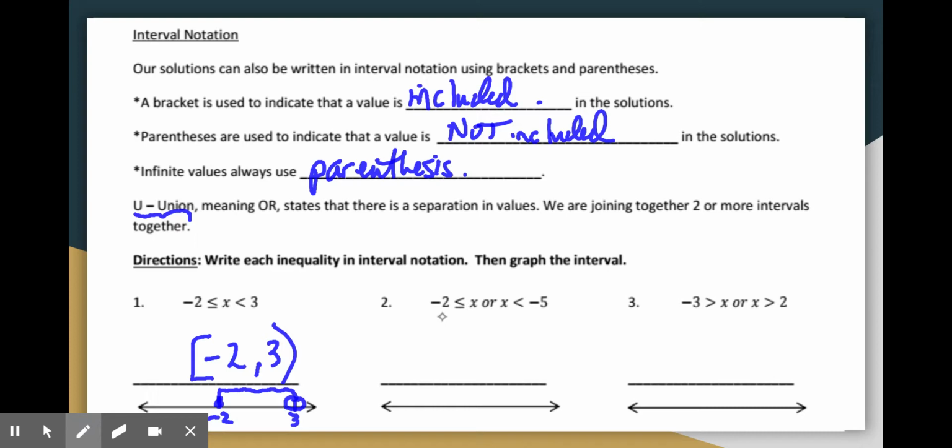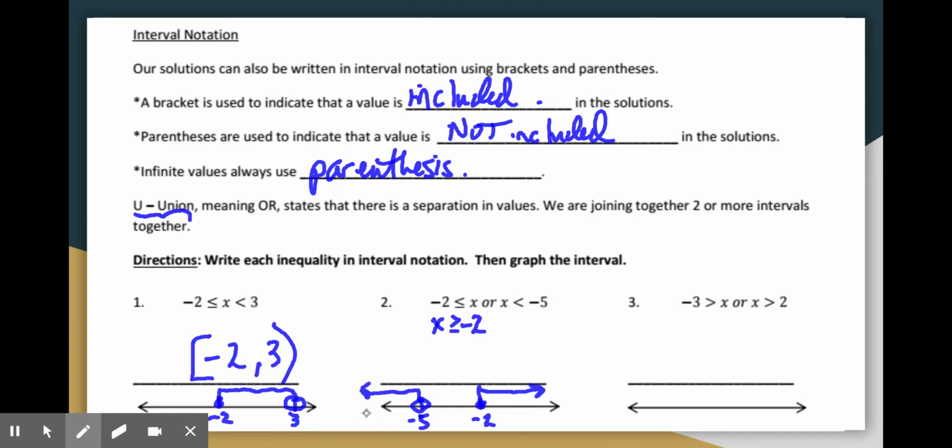Let's rewrite this so that the x is on the left. It would be x is greater than or equal to -2. Okay, so let me come down here. I'm going to graph them first. So we have -2, closed circle on the -2, greater than to the right. Less than -5, so -5 gets an open circle, and we graph to the left.